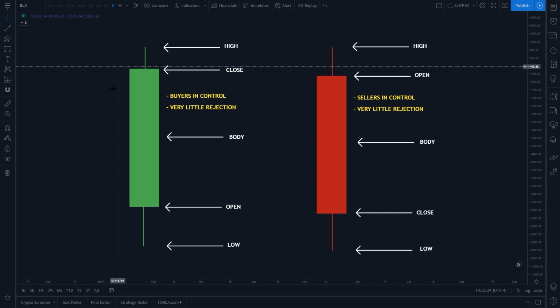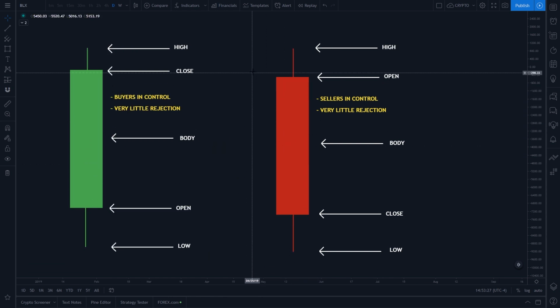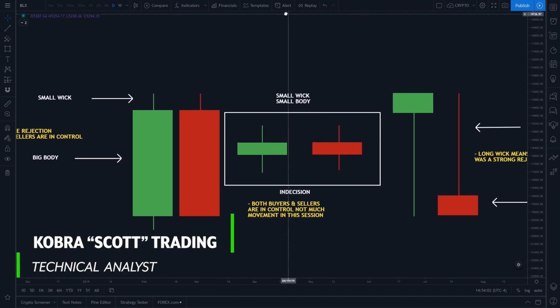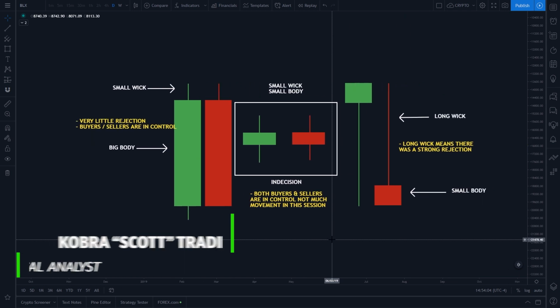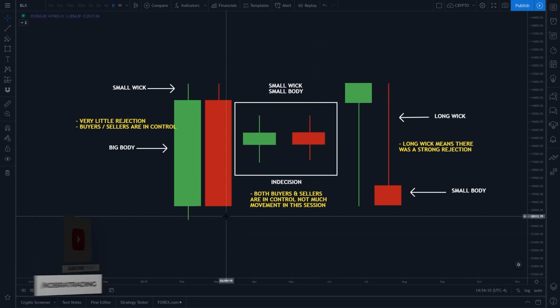So this makes up one session of trading action on the chart, whether that's a minute chart or a daily chart. The only difference between a green candle and a red candle is where the open and where the close is. So let's move on and go down to a little bit more information about how these candles work, right? Let's talk about these wicks and the bodies of the candles.